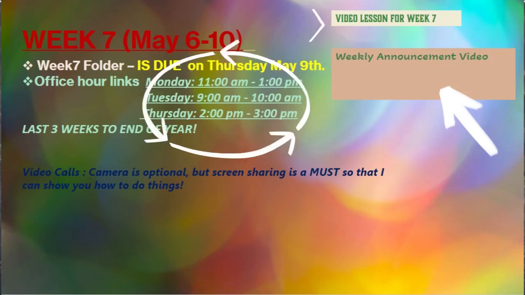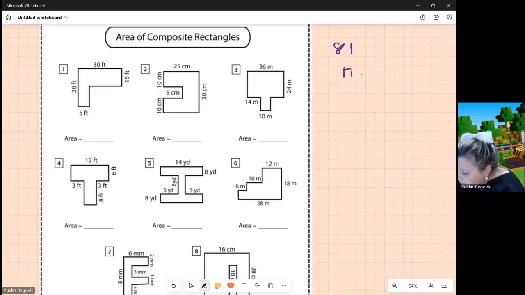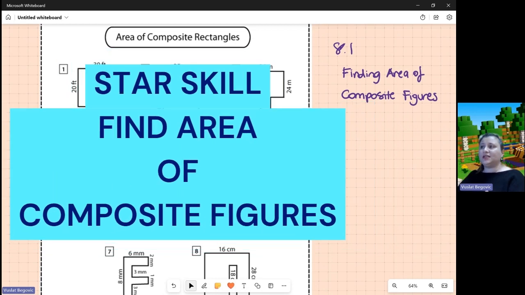This week we will talk about 8.1, finding area of composite figures. It is only writing finding the area, and it doesn't talk about the composite figures part. I will tell you what composite figures are.